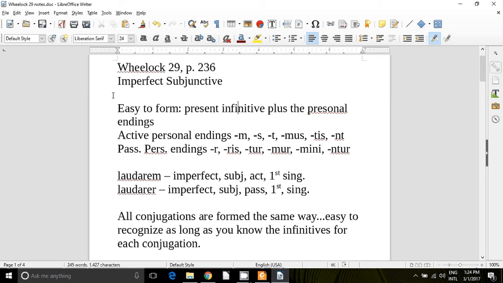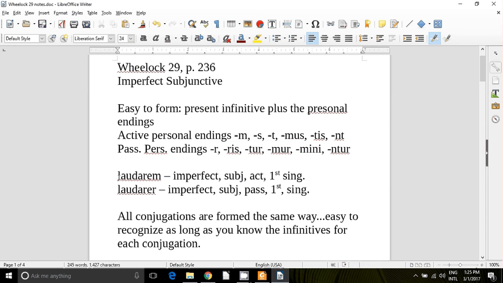Fortunately, it's very easy to recognize imperfects in the subjunctive because all the imperfects are simply the form of the present infinitive plus the personal endings. So for the active personal endings, that's m, s, t, mus, tis, nt. And the passive personal endings are r, ris, tur, mur, mini, ntur.